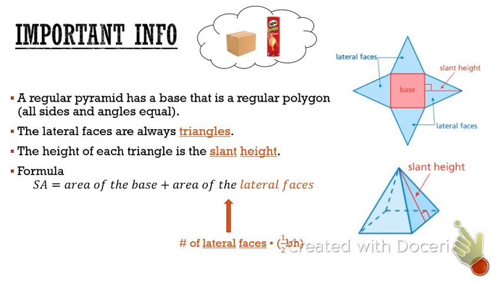As we talk today about pyramids, I want you to know pyramids have a lot of different kinds of bases. You can see on this right here, the base is a square. We talked last week a little bit about prisms and cylinders. Just like with a prism and a cylinder, we've got to find the base first.